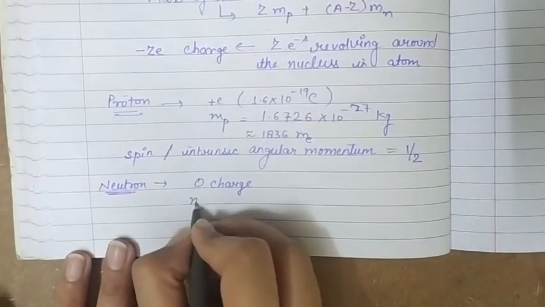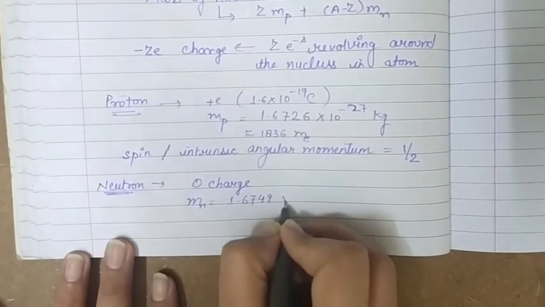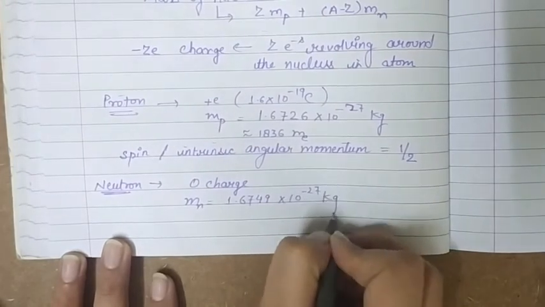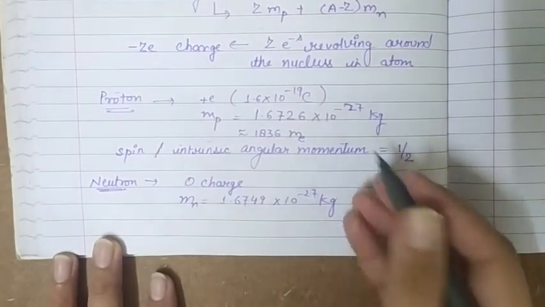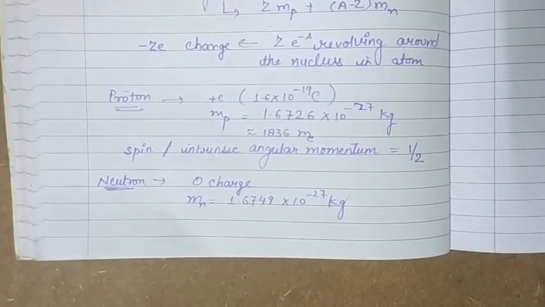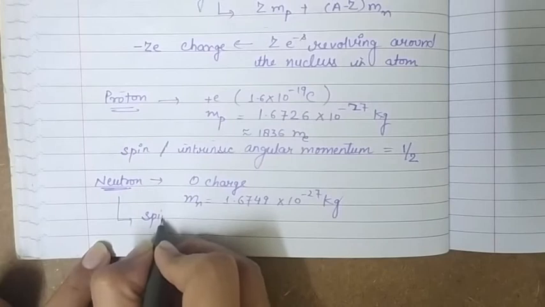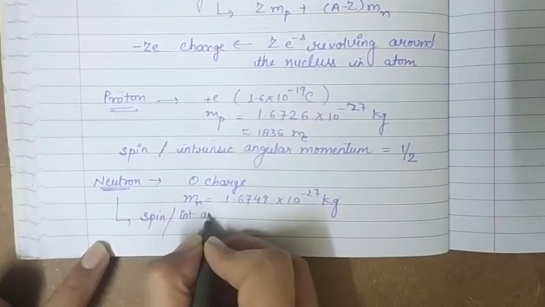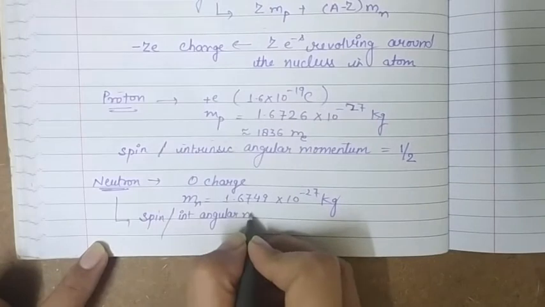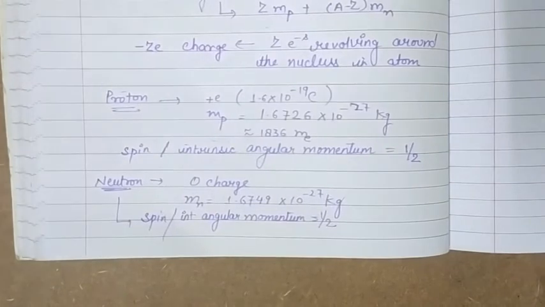The mass of neutron is equal to 1.6749 x 10^-27 kilograms. If we compare these two, there is a very small change. So the mass of proton and mass of neutron is almost the same. It has intrinsic angular momentum also, which is equal to that of proton. Means in the case of neutron, the spin or the intrinsic angular momentum is equal to that in proton. That means it is also equal to half here, right?